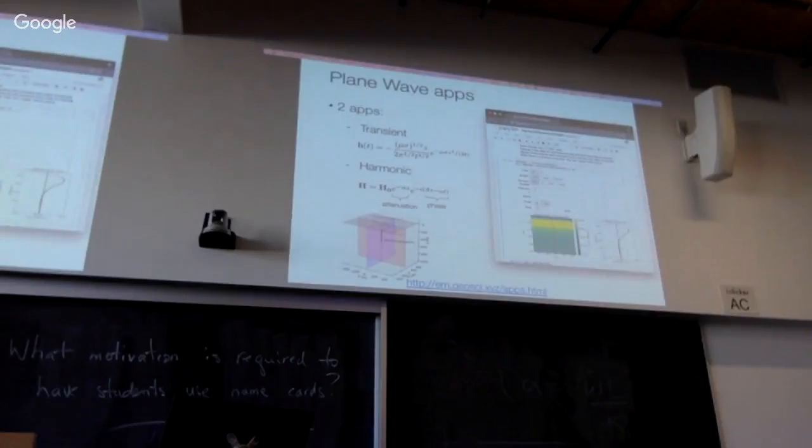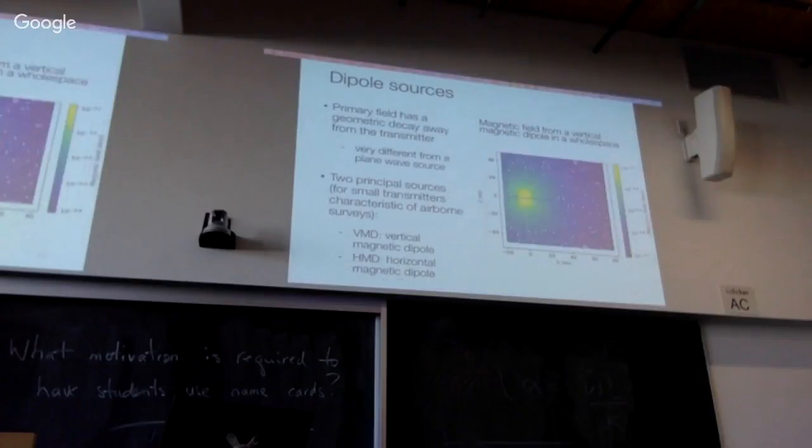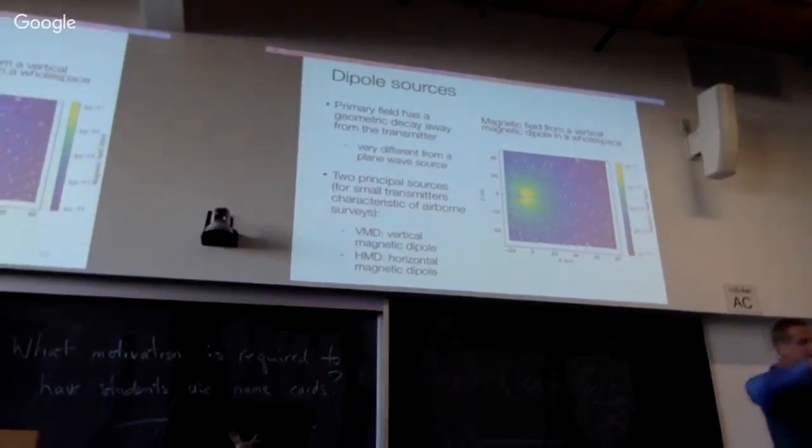So there is an app. I'm not going to show it to you. In fact, there's 2 apps. There's one in which we have a transient wave coming in, and there's another that we have a sinusoidal harmonic wave coming in. And you can use that to explore what the waves are going to be like as they go in.